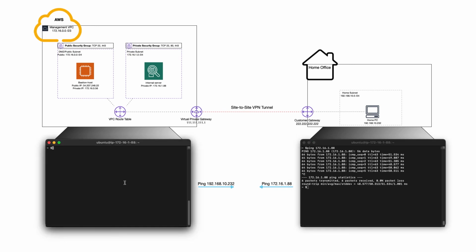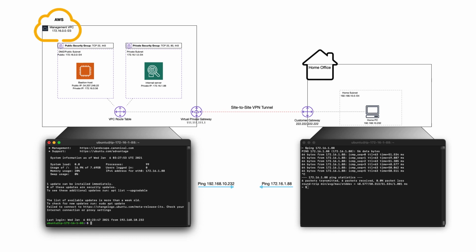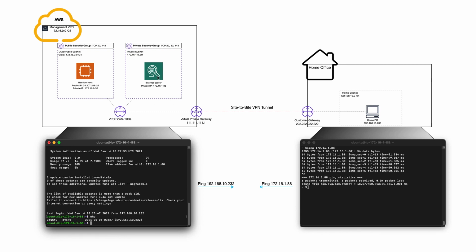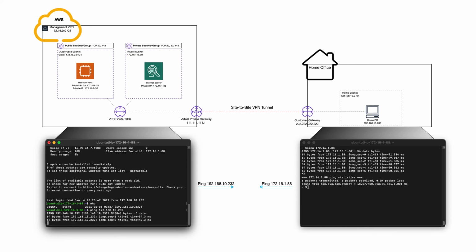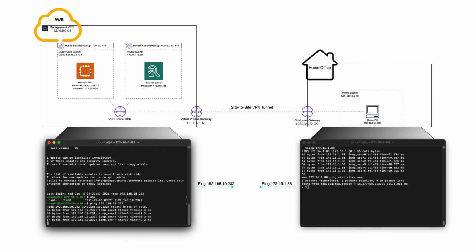If we log into that internal server, let's see if we can SSH into it. All right, this is the AWS server. So I am now on the console of internal-server. Let me try to ping 192.168.10.232, which is my home PC. Now I have bidirectional communication.